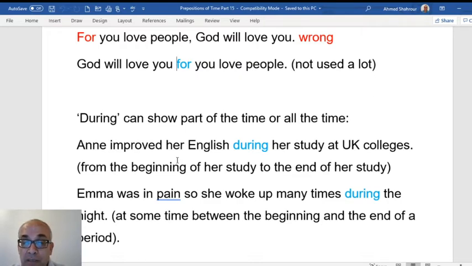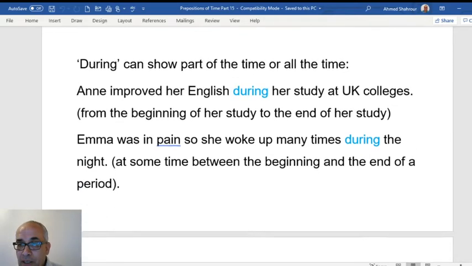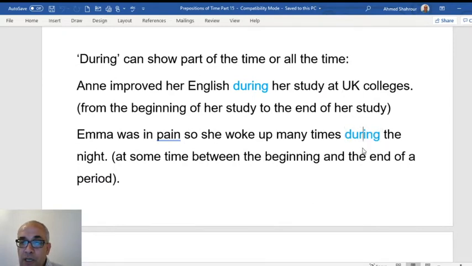Emma was in pain, so she woke up many times during the night. This means at some time between the beginning and the end. So Emma didn't wake up all night, but she sleeps, she wakes up, she sleeps, she wakes up. So it's not all the time, it's part of the time. So in the previous sentence, during shows all the time, from the beginning of the study until the end of the study. But in this sentence, during shows part of the time.